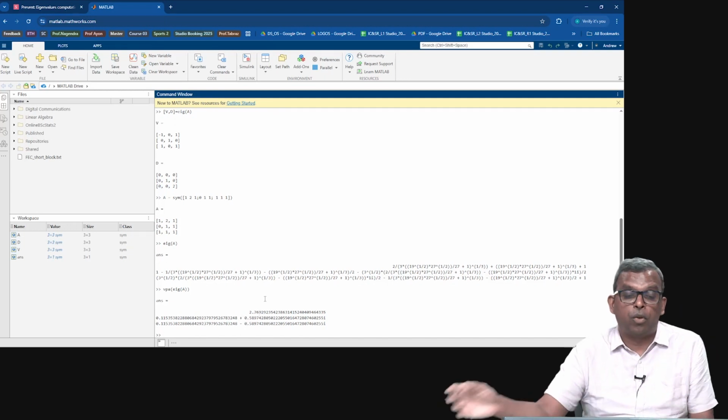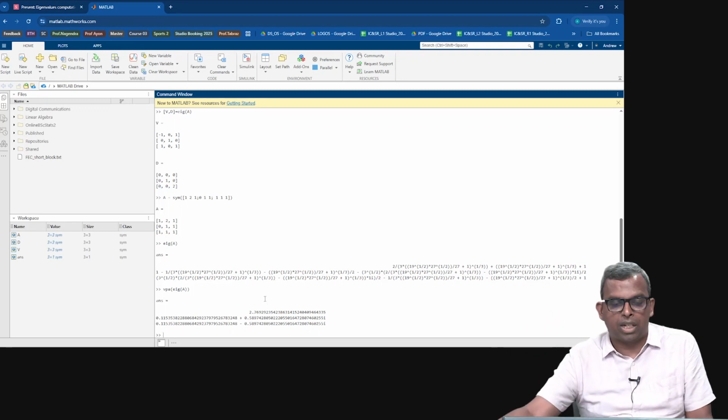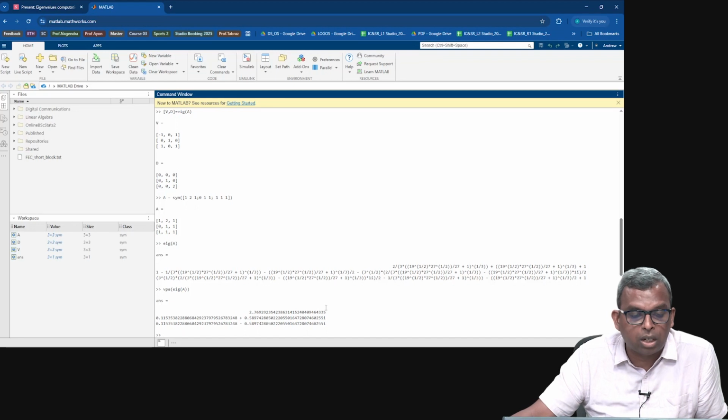Remember, if you have a polynomial of degree 3 and real coefficients, you should have one real root and the other roots will be a complex conjugate pair. So, that is what is going on here. So, you got the answer. You can change this matrix and you will get it.